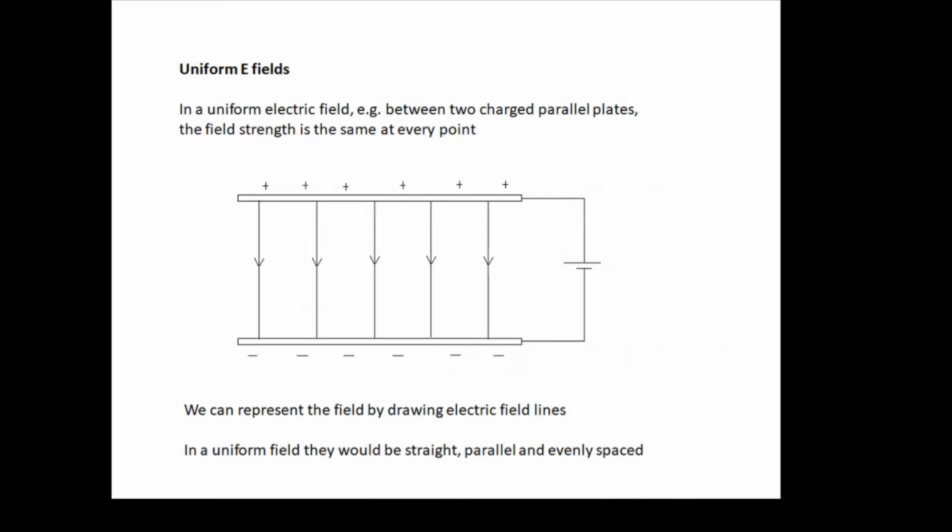A uniform field. In a uniform field, the field strength is the same everywhere. So between two parallel metal plates, this produces a uniform field, and we can represent the field by drawing field lines. And our field lines in a uniform field are parallel and straight and evenly spaced. A very common exam question is to just sketch the field lines between parallel plates. Note that the arrows go from positive to negative because that is the direction of the field.